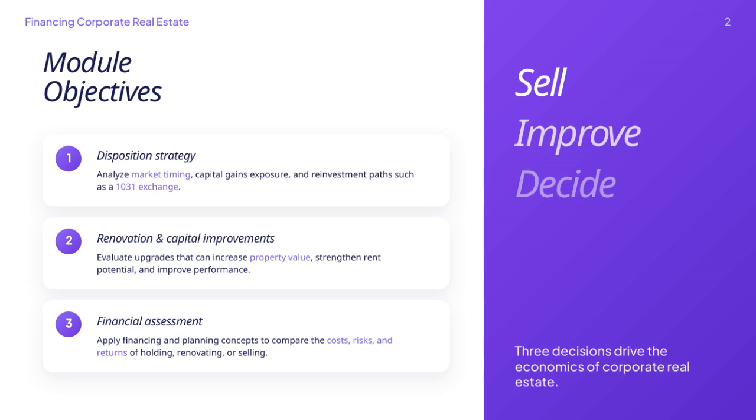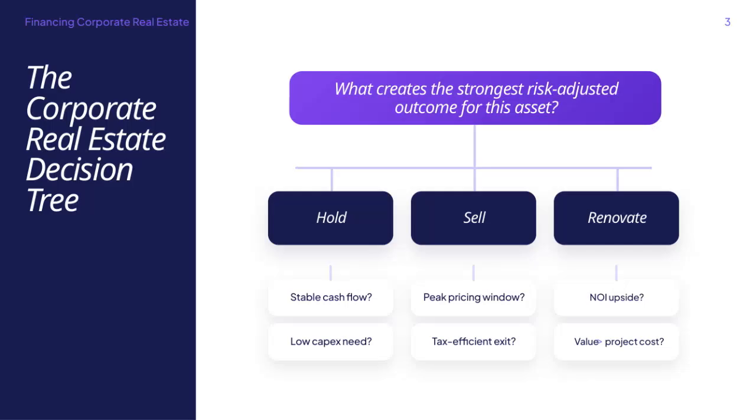Finally, remember that the core decisions in corporate real estate boil down to three main actions: sell, improve, or decide to hold. Understanding these options and their impact on your real estate portfolio is foundational to effective management and financing of corporate real estate. Here we have the corporate real estate decision tree, which is designed to guide us through making strategic decisions about our assets.